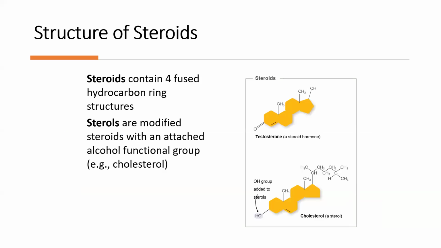Then you have these kind of specialized versions. You have steroids and sterols, which are both lipid-derived compounds. Your steroids have four hydrocarbon ring structures. So 1, 2, 3, 4. In this case, we have testosterone. And then in our sterols, we get some modifications. We get this functional group added down here, and then we get this alcohol group added down here. And this is cholesterol, which is a fairly common sterol.